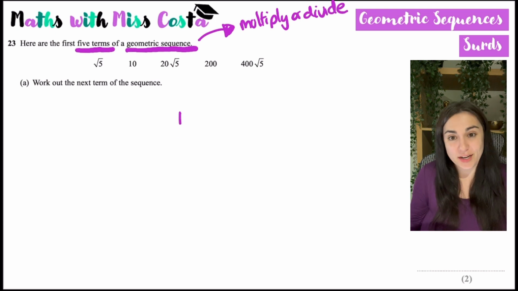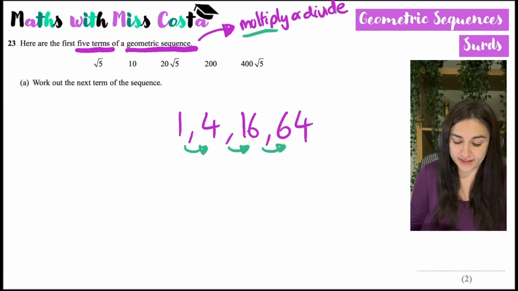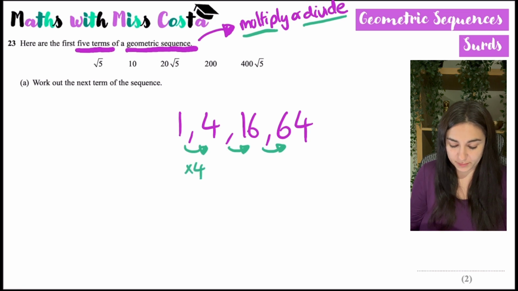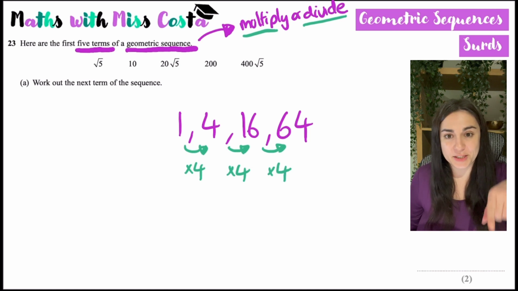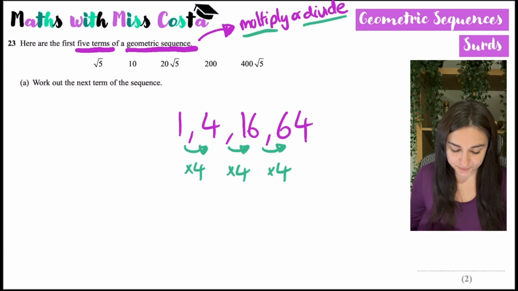Okay, so a really basic geometric sequence, just to give you a recap, is this. What do I do to get from one term to the next? Well, I know in a geometric sequence I need to multiply or divide by something. How do I get from 1 to 4? I times by 4. 4 to 16, I times by 4 again. 16 to 64, I've times by 4 again. So a geometric sequence is where you're multiplying by something to get from one term to the next.